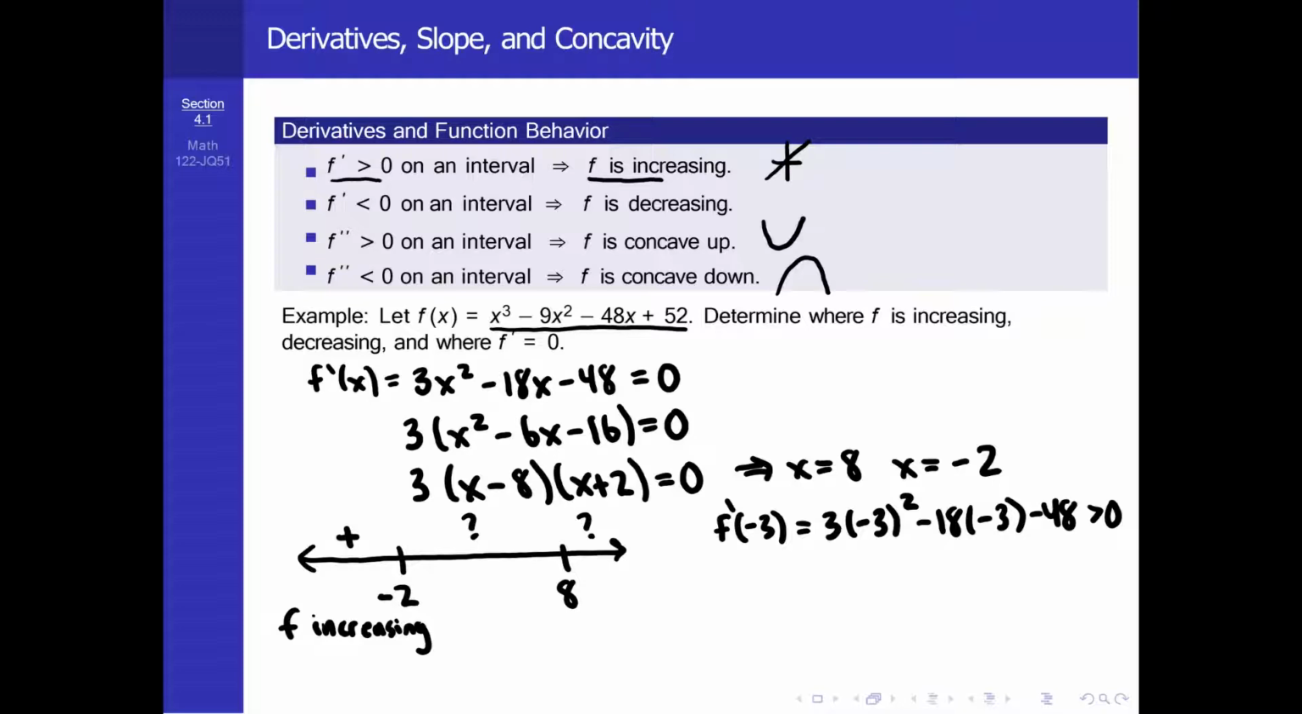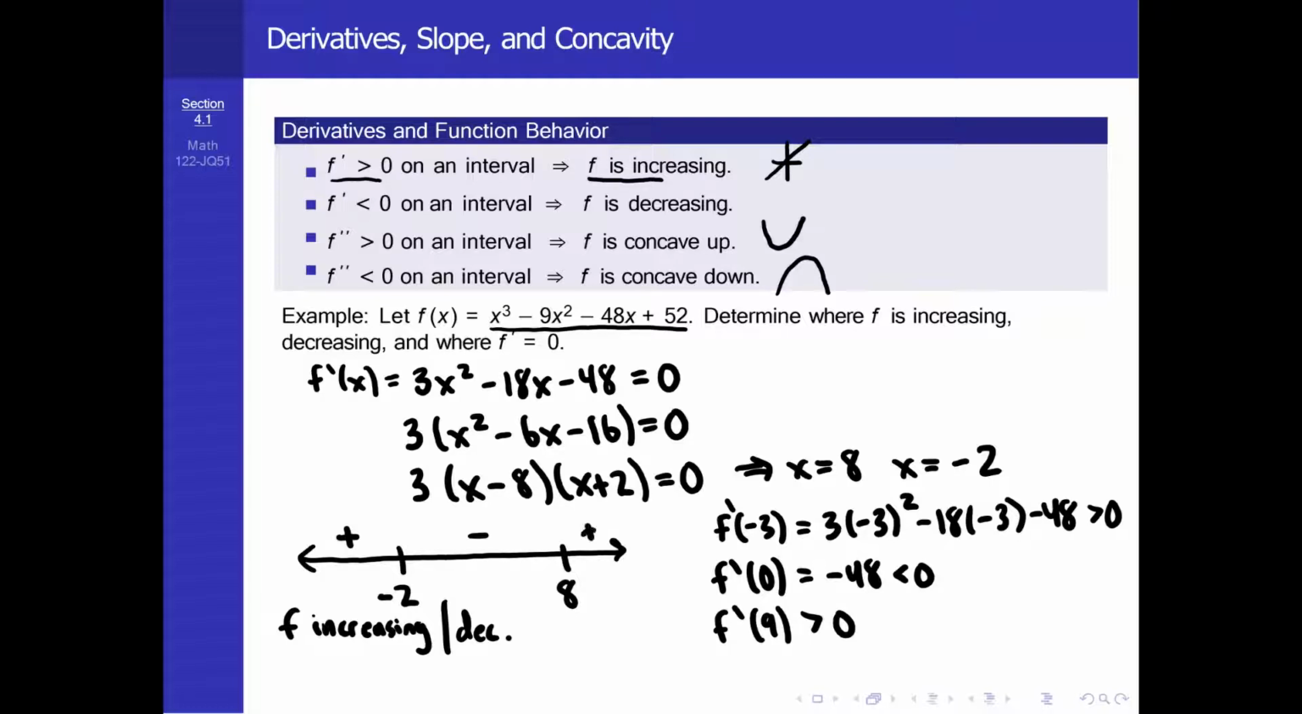Okay, and how about the interval between negative 2 and 8? So to test for this interval, I'm going to take 0, because that's 1 point between negative 2 and 8, and plug it into the derivative. And here I get a minus 48, which is less than 0. So in the middle interval, the derivative is going to be negative. So the function is decreasing. And finally, I can pick a test point to the right of 8, say 9. And if you plug this in, you again get something that's bigger than 0.